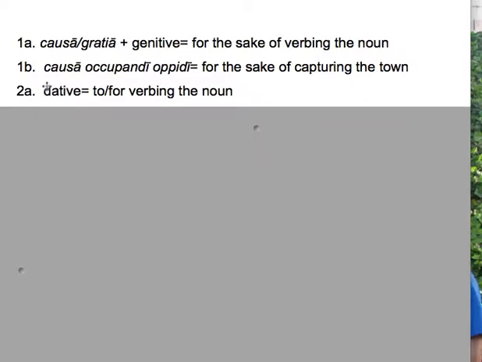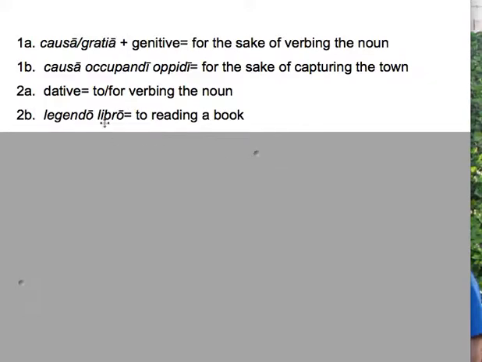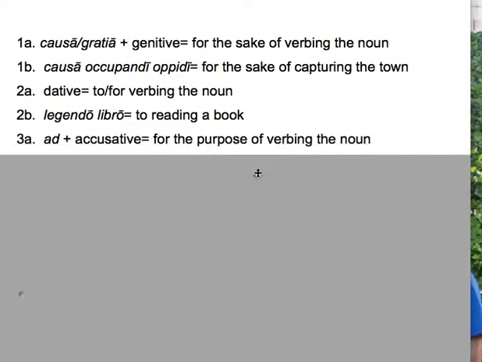Here's another possibility. They might have a dative gerundive and a dative noun. This is simply translated to or for verbing the noun. Here's an example. Legendo libro. This is not a complete sentence. Maybe the complete sentence says something like, we pay attention legendo libro. We pay attention to reading a book. Or we give much effort to reading a book. This is actually not all that common. So the dative one's not so important. But to or for verbing the noun is the idea.